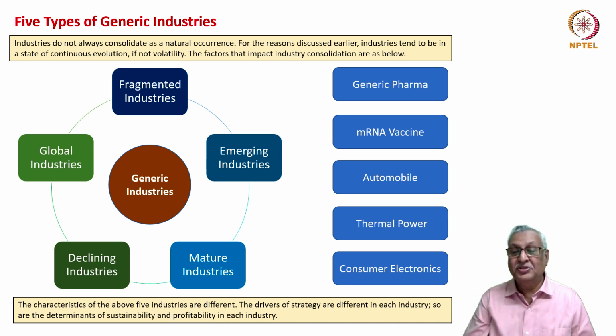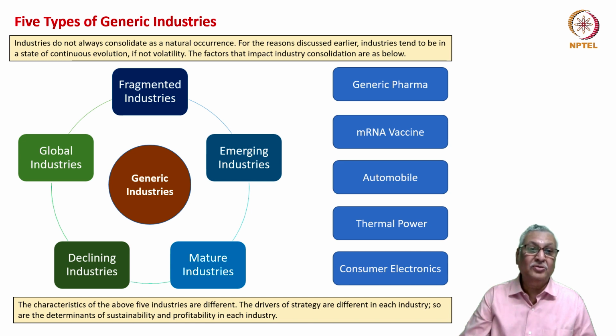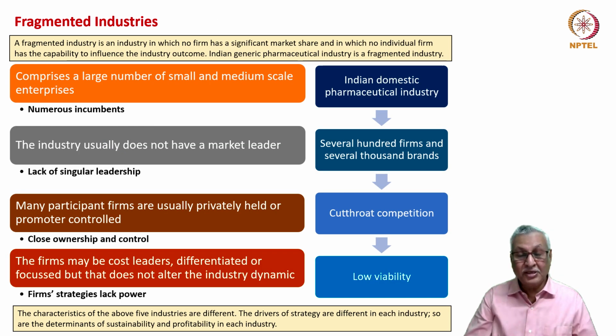Automobile industry can be seen as a mature industry, while thermal power could be seen as a declining industry because renewables are set to take over power generation at some point of time in future. Consumer electronics is a globalized industry. We can identify generic industry types as I have pointed out through this slide. Let's look at each of the industry segments in terms of certain characteristic facets.